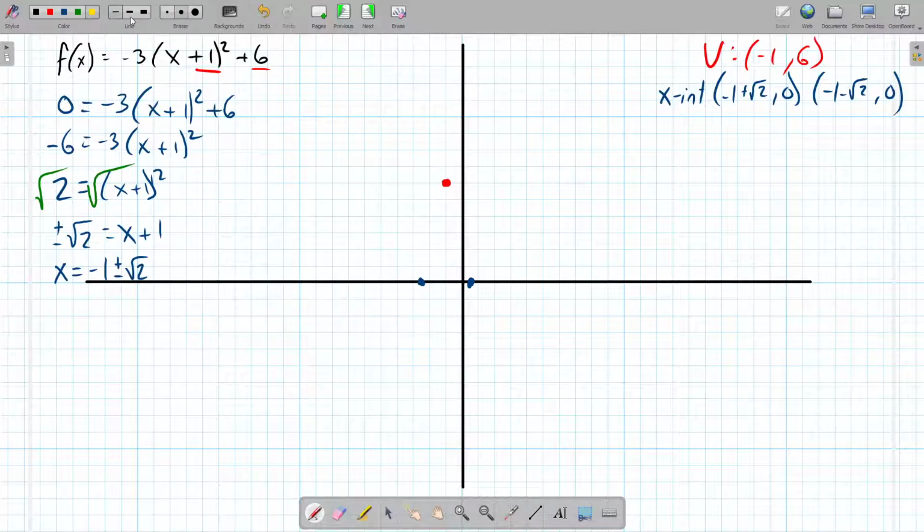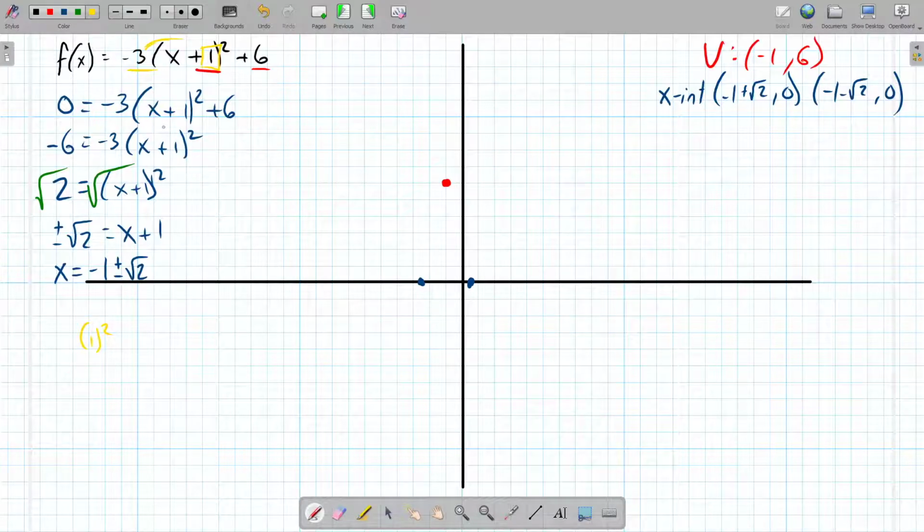Alright, to find the y-intercept, I need to expand this out and look at only the constant term. So if I'm expanding this out and only looking at the constant term, rather than FOILing out this binomial completely, I'm just going to look at what happens if I take 1 squared. And then this negative 3 would get distributed to all 3 of my terms that I would have after squaring this binomial and FOILing it out.